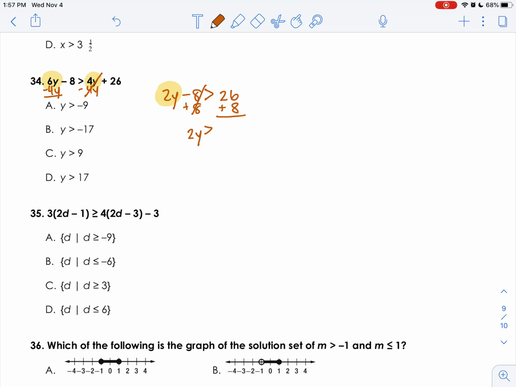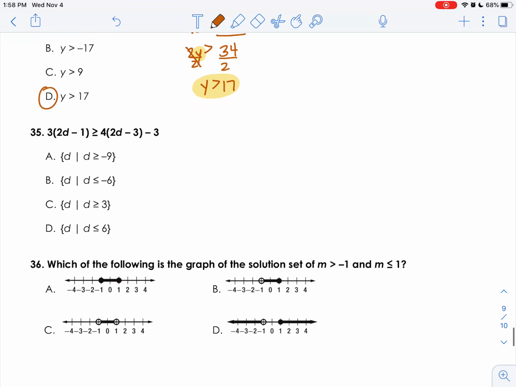And then 26 plus 8 would be 34. In order to get the y completely alone, I'm going to divide both sides by 2. Y is greater than 34 divided by 2, which is 17. So the answer is D.